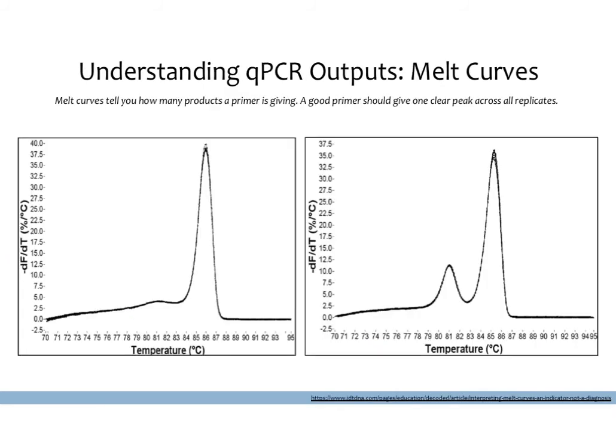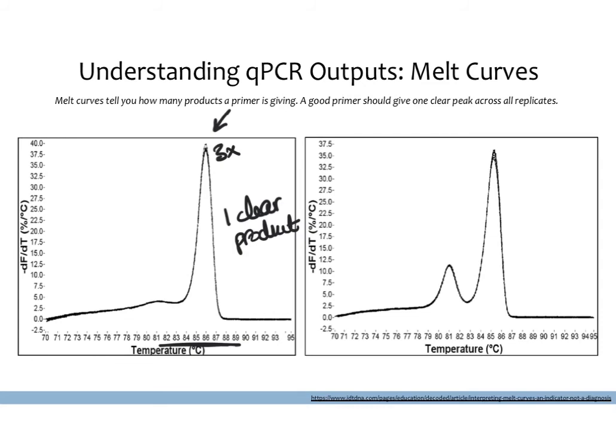The other curve you'll get if you run it is the melt curve. This is really useful for seeing how many products a primer is giving you. A good primer should look like this. It should give you one clear peak. There are actually 3 curves here, and they're so tightly overlapped that it's hard to tell, which again is a good thing, that your replicates are so tight. And this tells you that I am getting one clear product at one defined temperature from my sample.